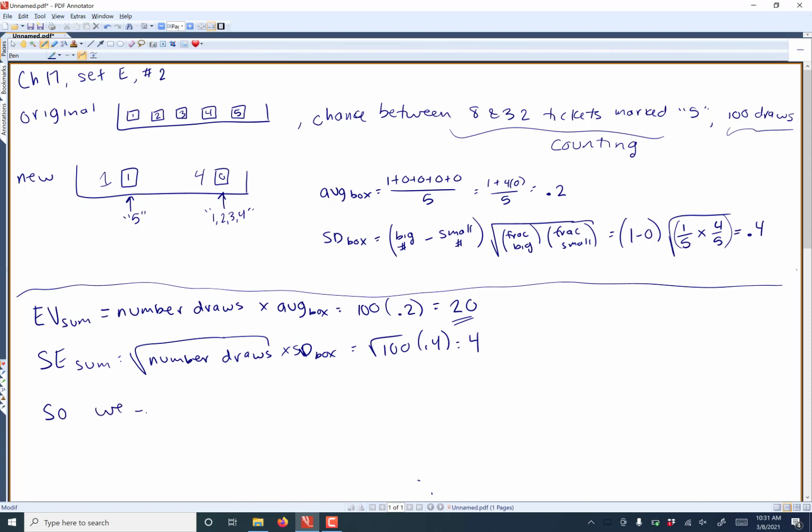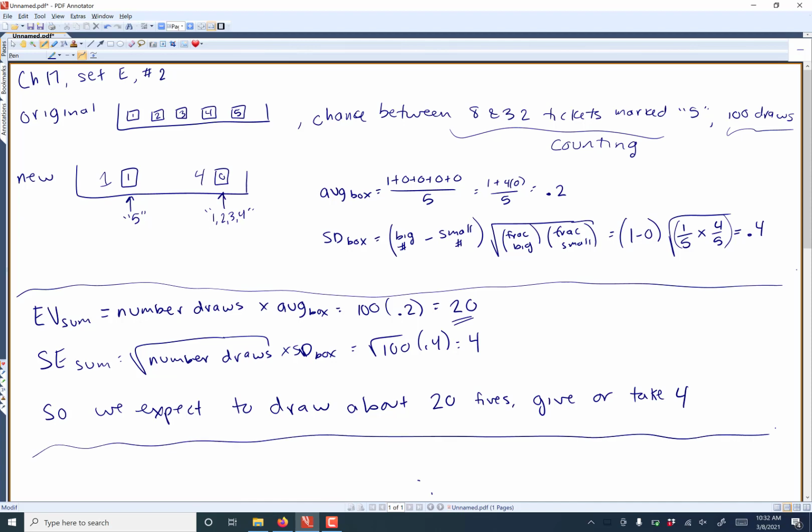Okay. So we expect to draw about 20 5s, give or take 4. So we know it's probably not going to be exactly 20. Like, it might be, but it's more likely to be a 19 or 21. Maybe one time it'll be 20, and the next time it might be 22. But it should be about 20, give or take 4. Okay. So that's what we do with the EV and SE.